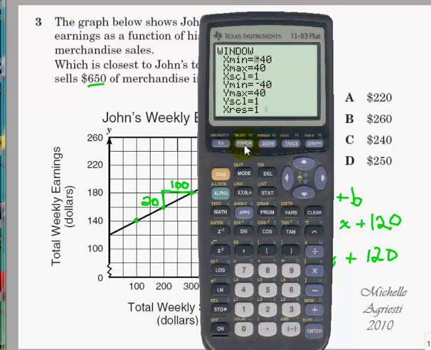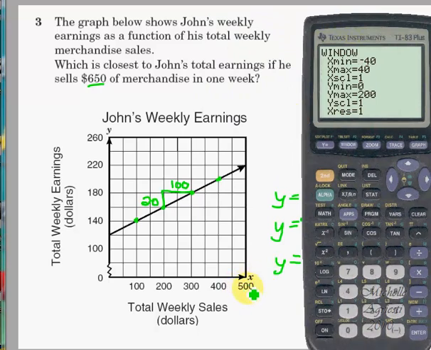Well, let's see where we are on our window. Oh, our y max is at 40. Let's just change it to 200. And we'll change our y minimum at the bottom, we can just have that as 0. And our X max looks like we need at least 650, so we'll do that. We'll put 0 for our X minimum and 700.